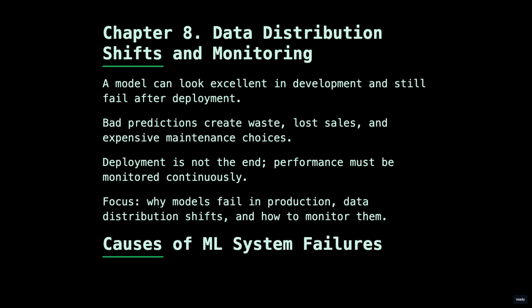ML system failures start with a simple question. Which expectation broke, and was it the software behavior or the model behavior? That distinction matters because the fix depends on the kind of failure.